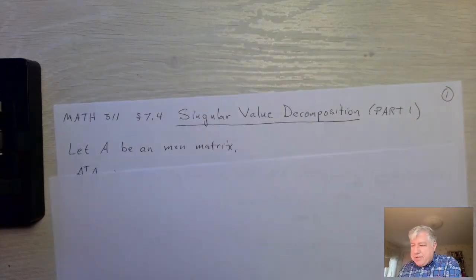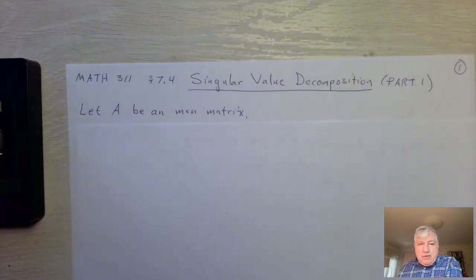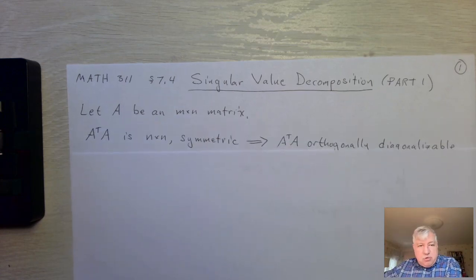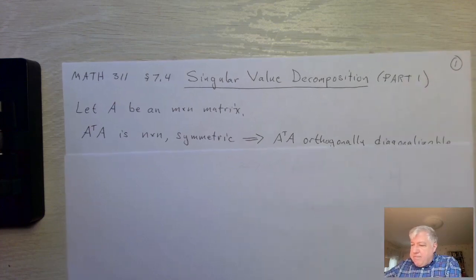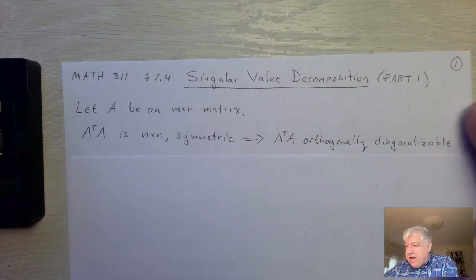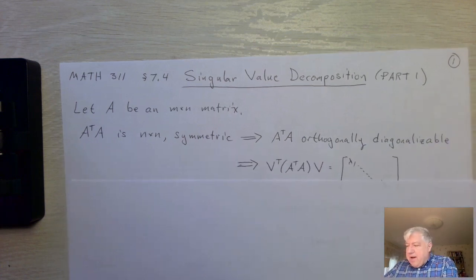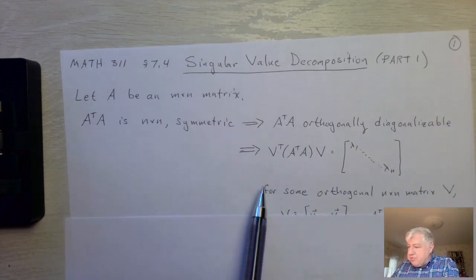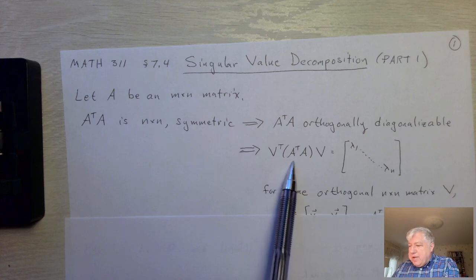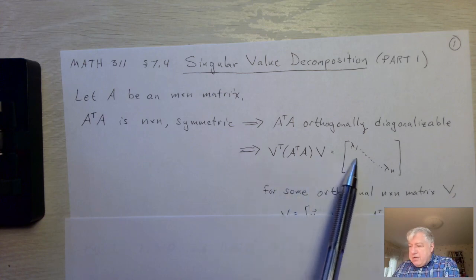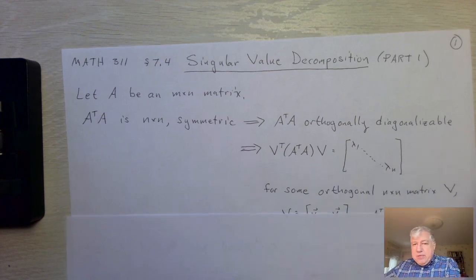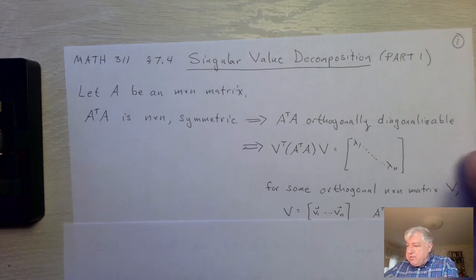Okay, so throughout this topic, A is going to be an m by n matrix, and we know that if we multiply A transpose times A, that will be n by n, and it will be symmetric. Because it's symmetric, it's orthogonally diagonalizable, which means that we can find an orthogonal matrix V such that V transpose times A transpose A times V is equal to this n by n diagonal matrix, where the lambdas are just the eigenvalues of A transpose A.